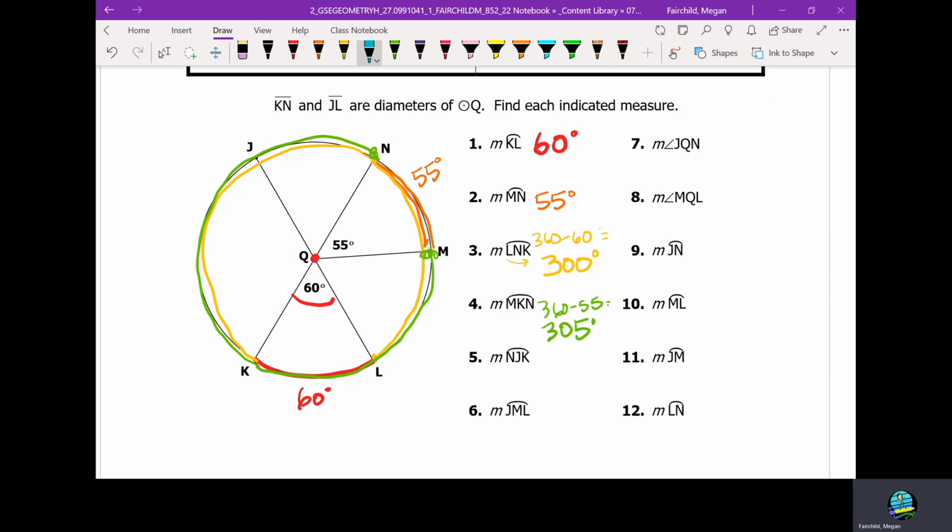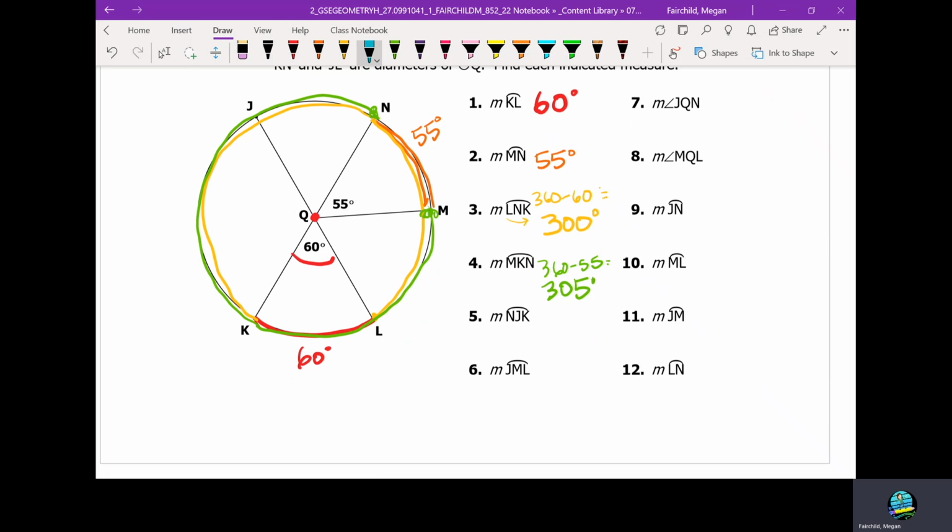Okay. All right, arc NJK. I'm erasing some of these because it gets really messy. Arc NJK. So we start at N, we go to J, we go to K. That is a diameter, right? That it intercepts. So that's got to be 180 degrees, that arc.